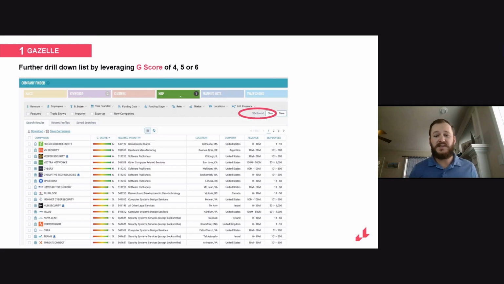So 5 would be we're seeing a lot of indications that this company is growing very quickly, or that this is a very strong industry. Maybe they recently received some funding, whatever it might be, these companies are quickly growing. So that 1 to 5 range can be a great place to start for identifying companies that are quickly growing. As you can see here, I also have G score 6.